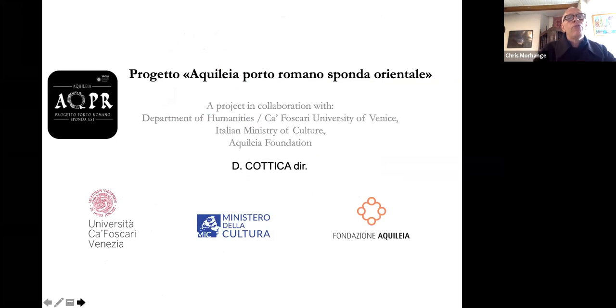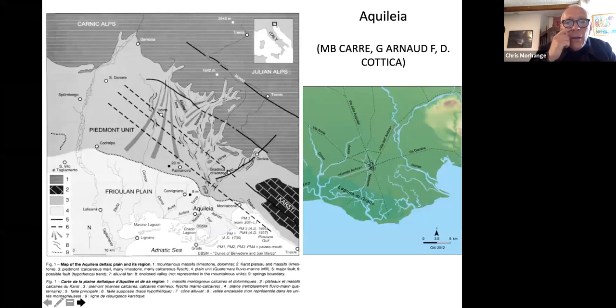I will begin with the first case study. It's the project Aquileia Porto Romano Sponda Orientale, directed by Daniela Cottica from Ca' Foscari University and funded by the Ministry of Culture and Fondazione Aquileia. In terms of context, Aquileia is located in the delta of the Isonzo, and you must remember that the Laguna di Grado was not a lagoon during Roman time, it was a floodplain. It's only due to recent post-Roman subsidence that the Lagoon of Grado disconnected Aquileia from the sea.